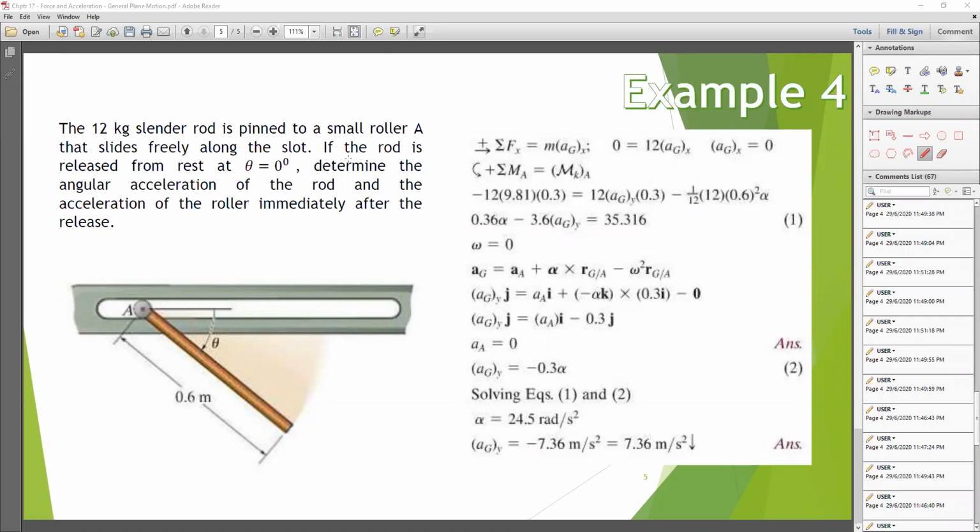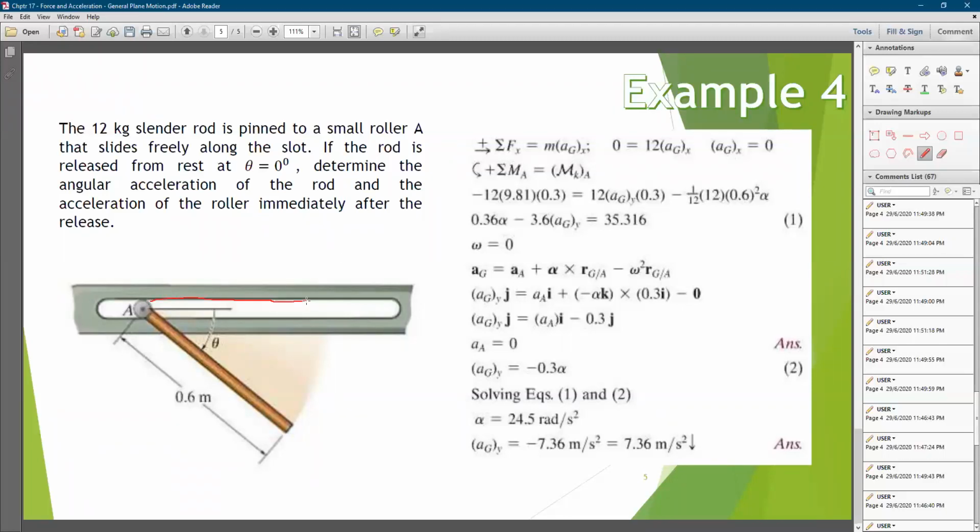If the rod is released from rest at theta equal to 0 degrees, which means initially it is here, then after the release, of course, it will go downwards like so. It will rotate, and the point of rotation is A here. Now we need to determine the angular acceleration of the rod and the acceleration of the roller immediately after the release. So remember that it starts from rest.